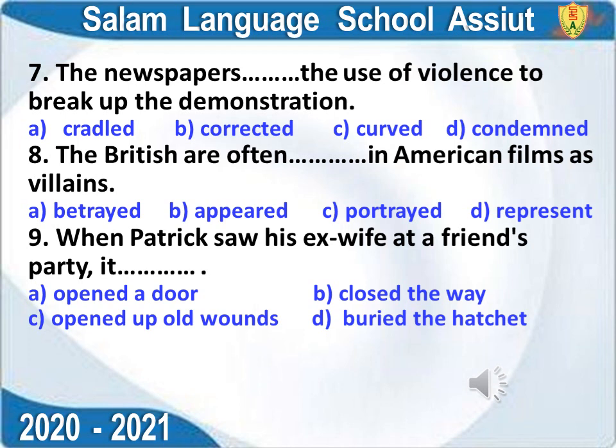Number 7. The newspapers condemned the use of violence. أدانت استخدام العنف. Number 8. The British are often portrayed. Number 9. The last one. When Patrick saw his ex-wife, زوجته السابقة, at a friend's party, the answer is letter C. It opened up old wounds.